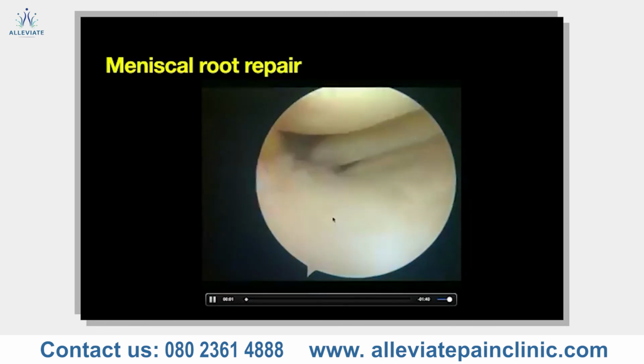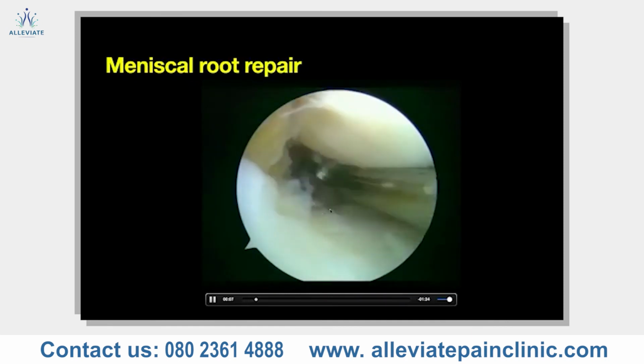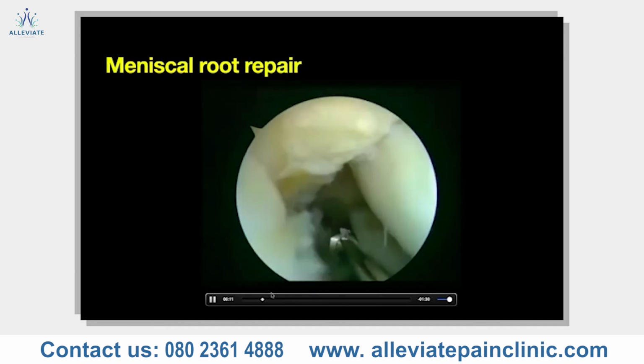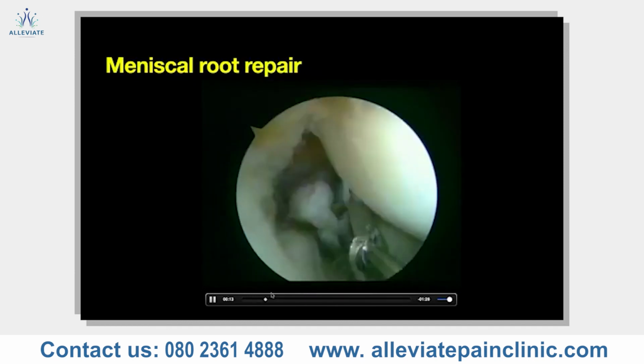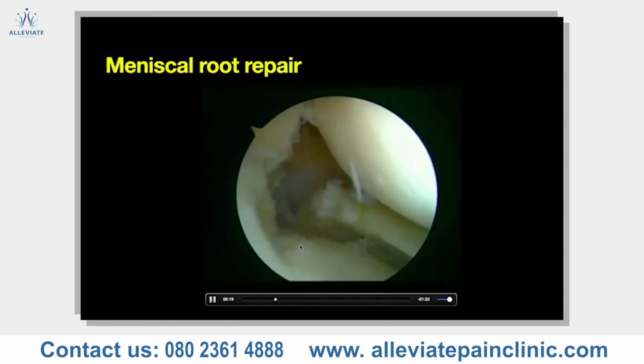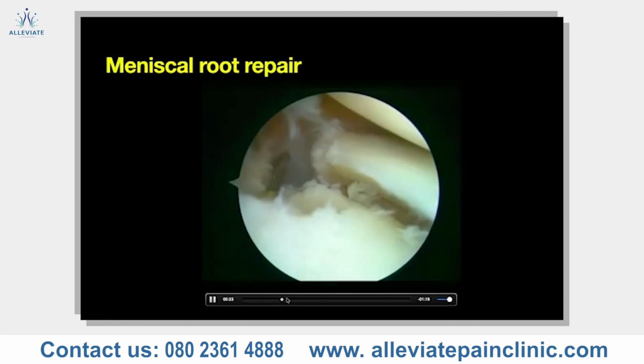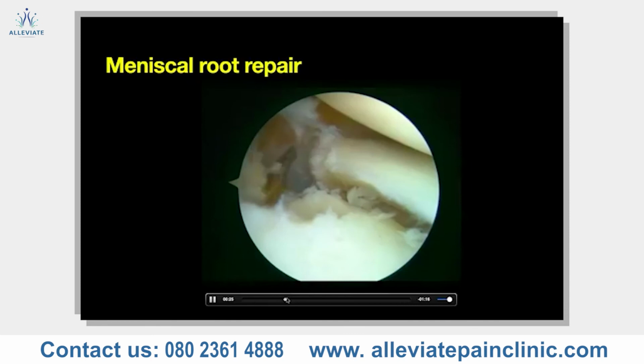This is an arthroscopic video where you can see inside the knee joint. This is a meniscus which is attached to the tibial plateau. We check the mobility of the meniscus. This part of the meniscus has to be attached to the bone. We take a tunnel into the tibial plateau.